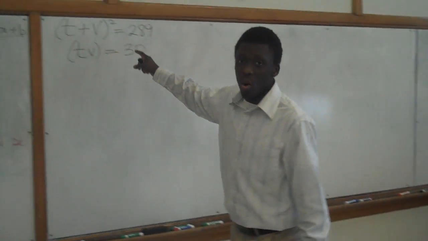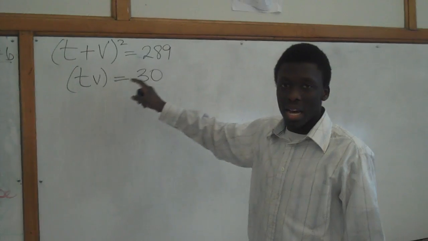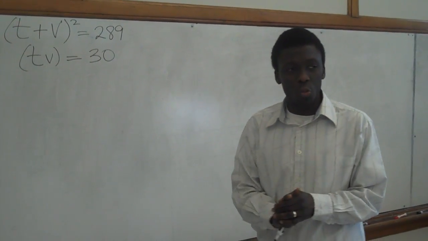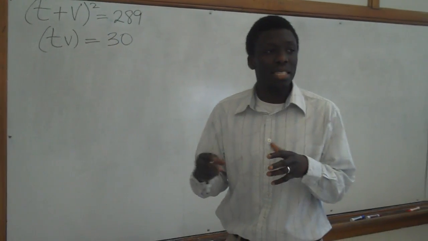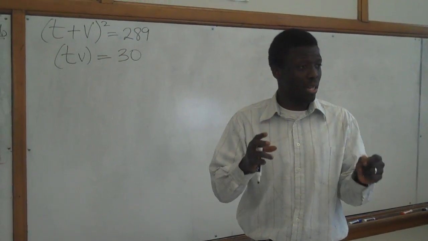So the problem on the board is (t + v) squared is equal to 289, and tv is equal to 30. There's two ways to do this problem, and because it's an ACT type problem, you want to go with the way that allows you to finish quickly.